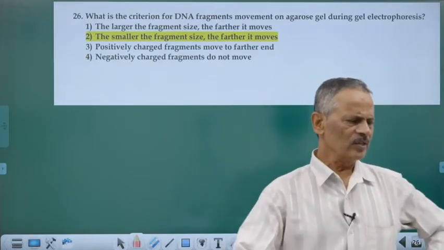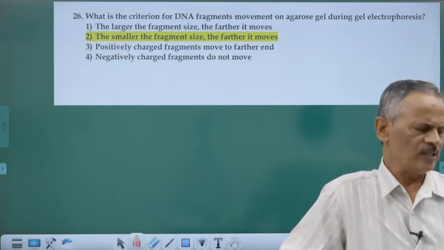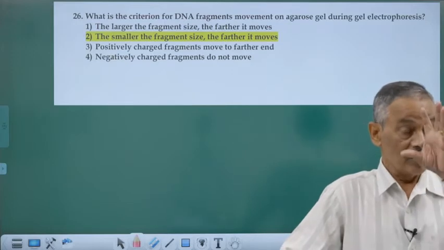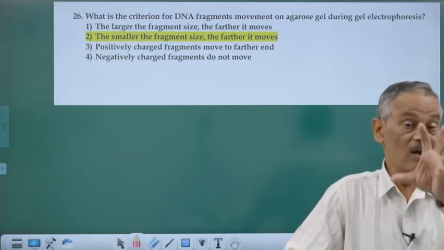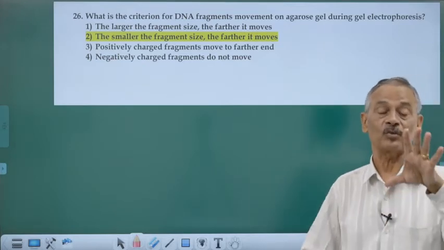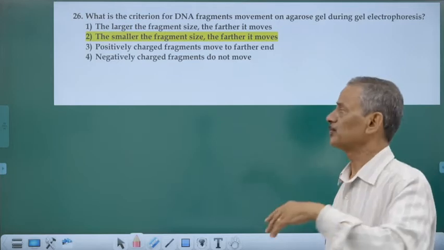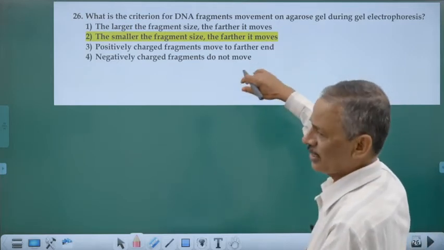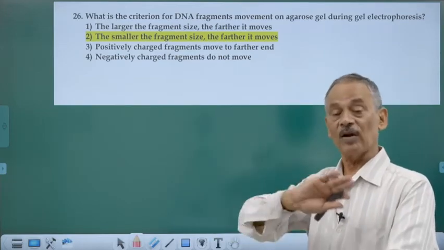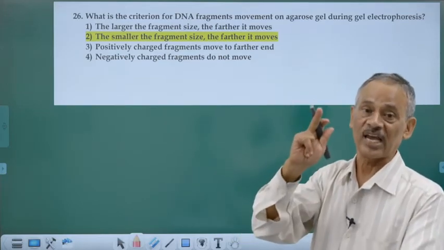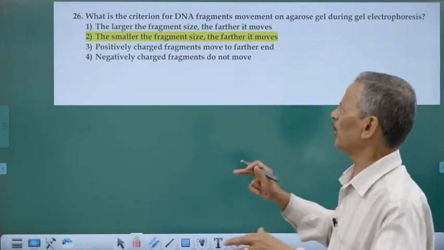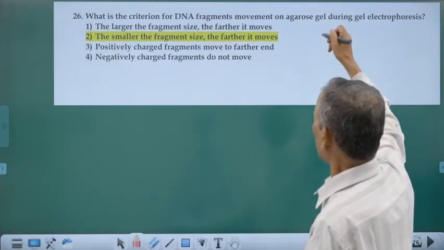Now, what is the criterion for DNA fragments' movement on agarose gel during gel electrophoresis? Remember, the same point is asked repeatedly in several years. These are all NEET examination questions asked in previous years. So, what is the criterion? All DNA fragments have the same charge, negative charge. Then what is the criterion? Their molecular size, either in size or in molecular weight. Smaller the fragment size, farther it moves.